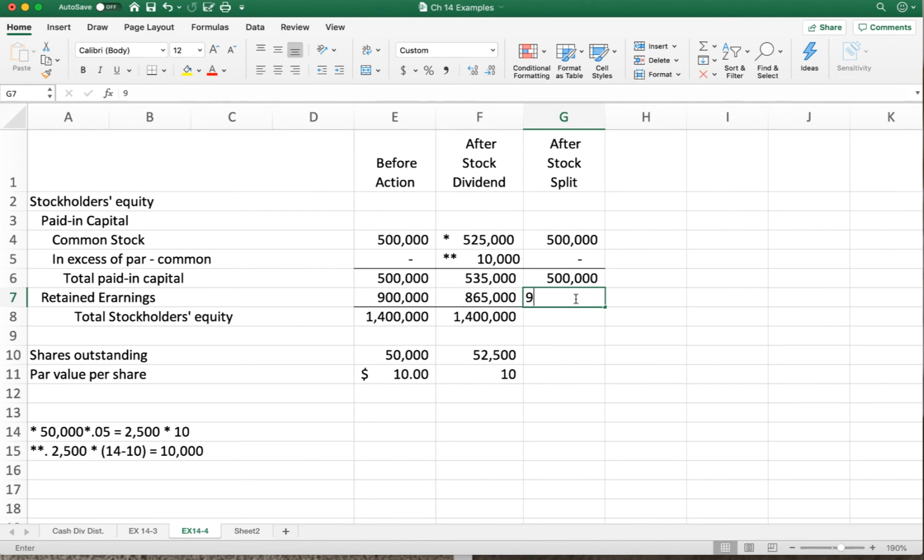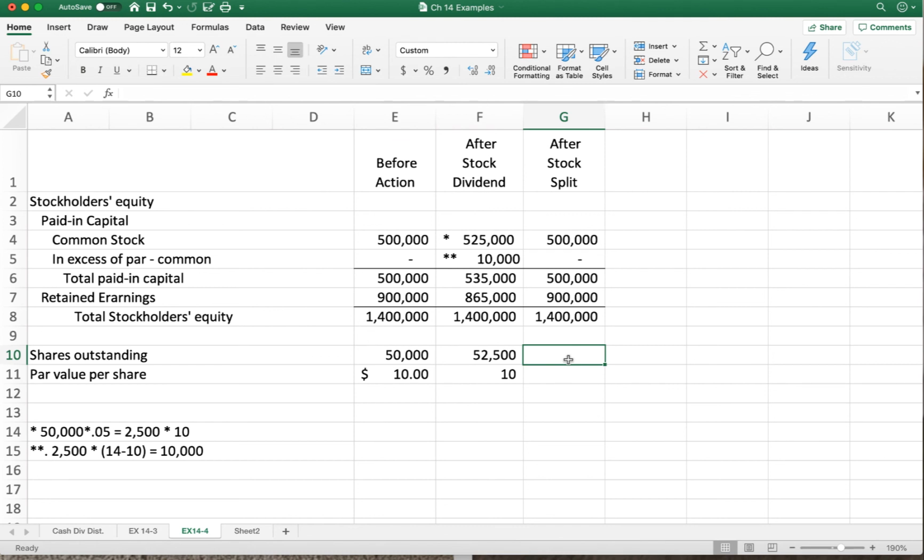So what's my retained earnings? Well, my retained earnings are $900,000, sorry. There we go. Okay. So what is my total retained earnings after the stock split? Well, people just have more stock now, right? They have double the shares that they had before. That didn't impact my retained earnings. My retained earnings is going to remain the same, meaning before and after the stock split. It's still going to be 1.4 million.